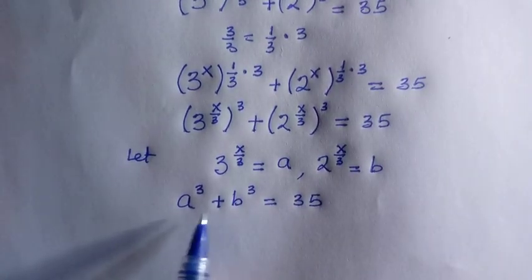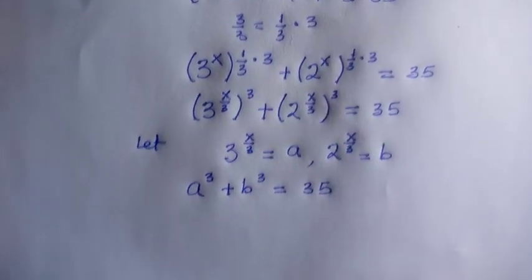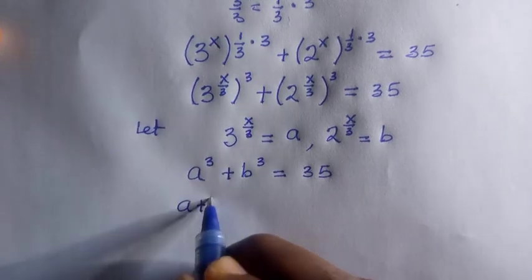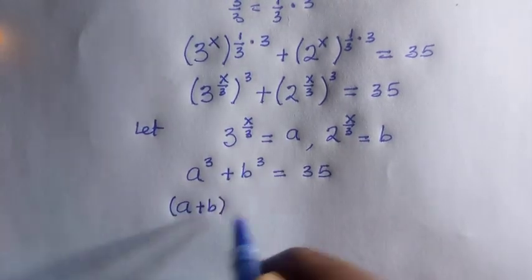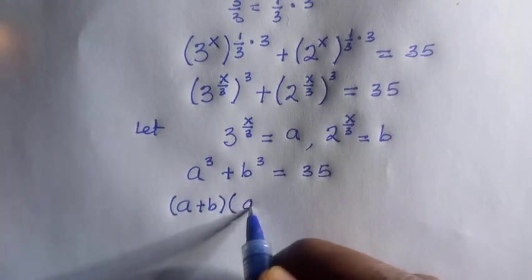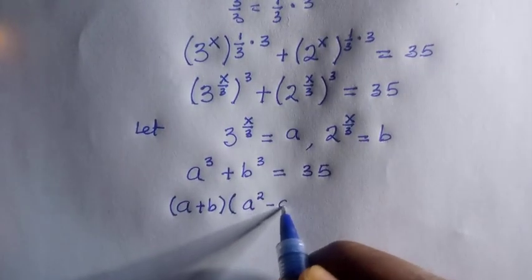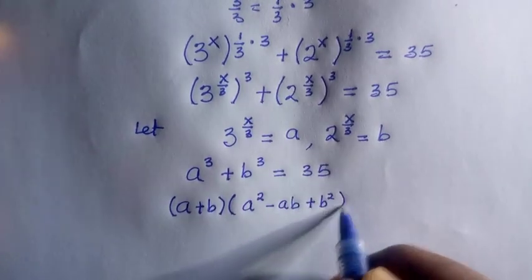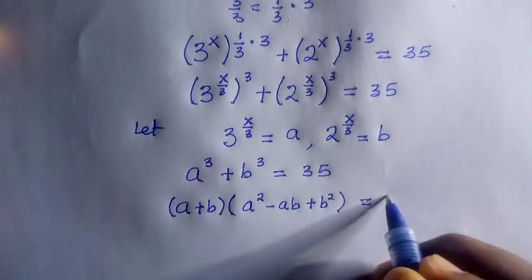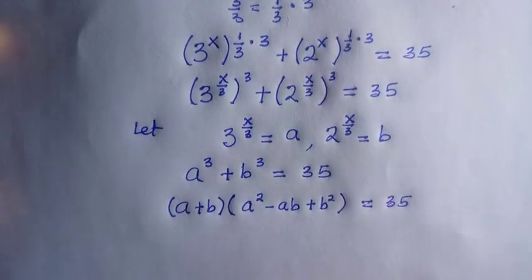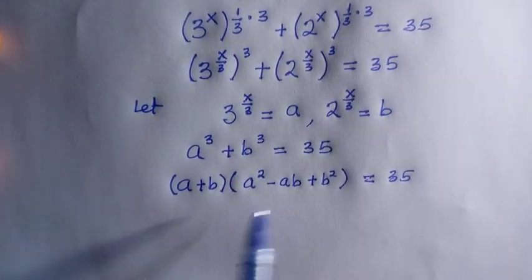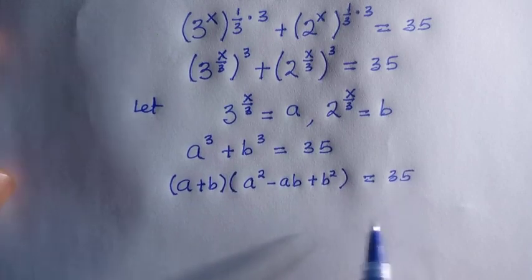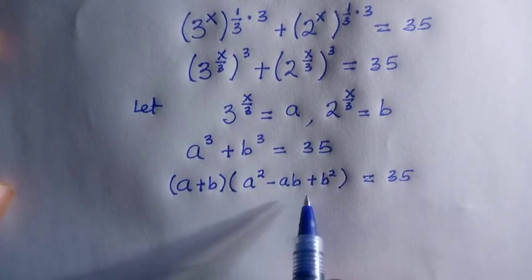So here is what we call the sum of two cubes, with the identity written as (a plus b)(a square minus ab plus b square). So this is going to equal 35. According to what we have here, we need to know the factors of 35, but let's explain this one first.